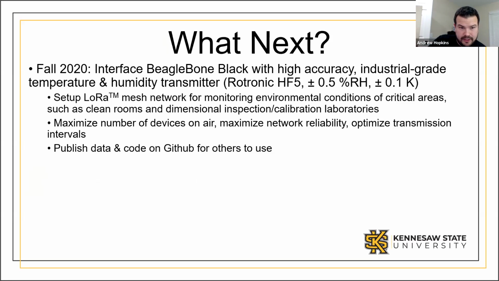And what next? I'll be working on interfacing the BeagleBone with some high accuracy industrial grade transmitters, such as the Rotronic HF5. And I'll be setting up a LoRa mesh network to monitor some environmental conditions of critical areas, such as clean rooms and dimensional inspection and calibration laboratories. I'll be doing this mainly with a focus on maximizing the number of devices on the air, maximizing network reliability, and optimizing those transmission intervals.